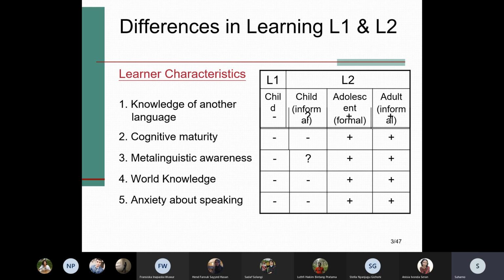And then word knowledge, or we could say the world view. So in the table, you have the check and the minus. Jadi apa namanya? The child is still pure, meaning they don't have experience like adults, with knowledge. Any knowledge you have got, what do you call it? General knowledge you have got so far.